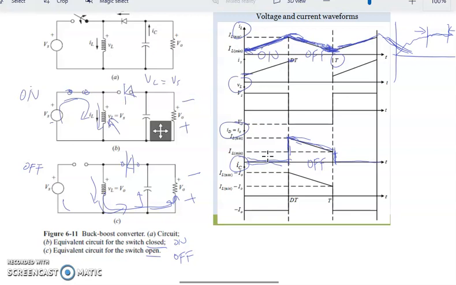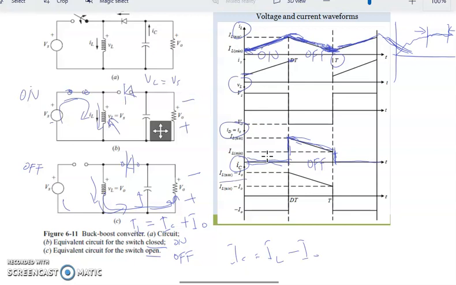Okay, what happened to the capacitor? You can see that the current flowing from our inductor, IL, is equal to the current which flows through C plus the current that flows through our output. So IL equals IC plus IOut. So if you want to find IC, IC is equal to IL minus IOut. So that's why we have here IL minus IOut.